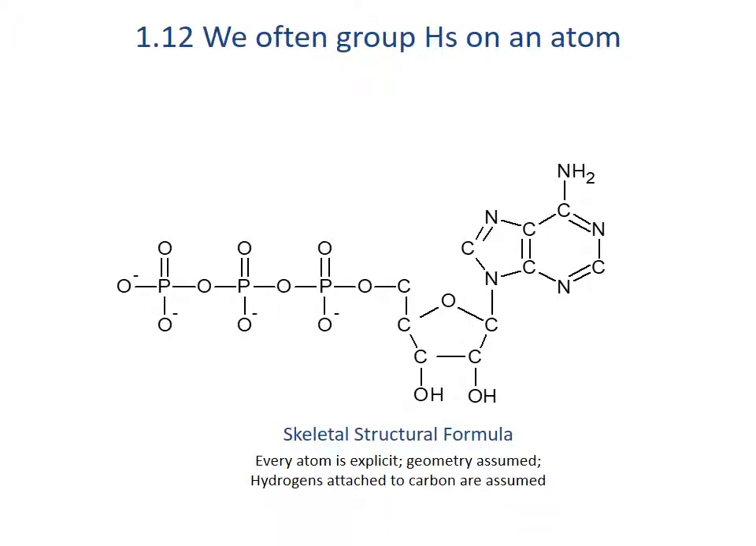We can also just assume that the H's are there, but not show them, especially on carbons. We usually show the H's on everything besides carbons, but we don't show the H on carbons. When we draw this type of structure, it's called a skeletal structural formula. Every atom is explicit except for hydrogens, and the geometry is still assumed. This makes it a little bit easier to see what's going on with the molecule. This is used occasionally in biology, but not often.